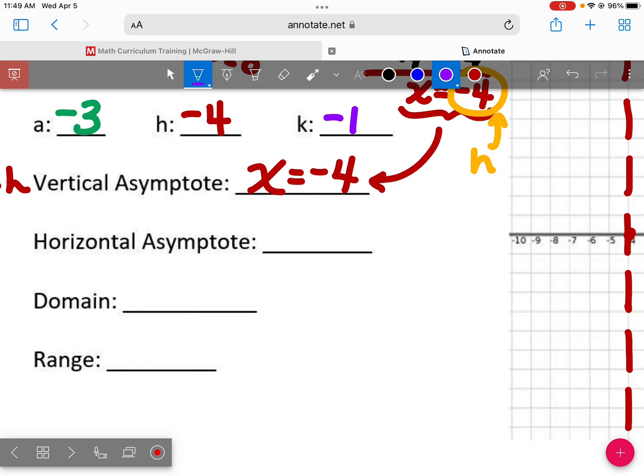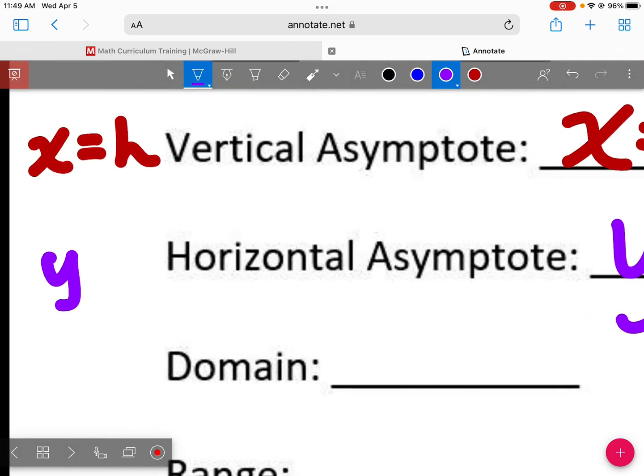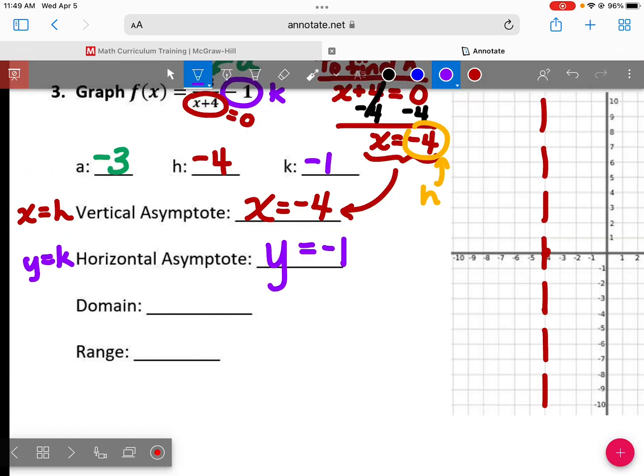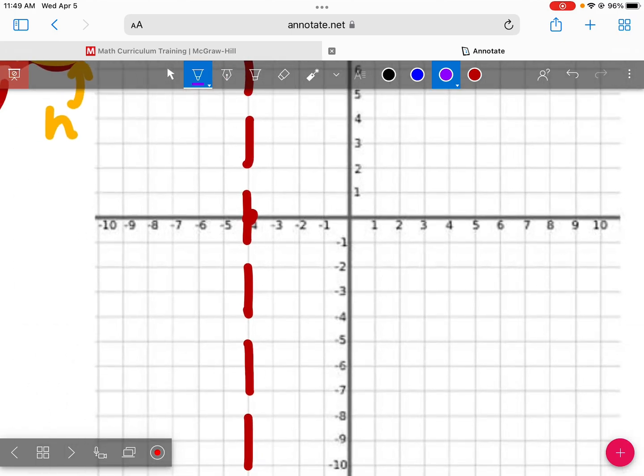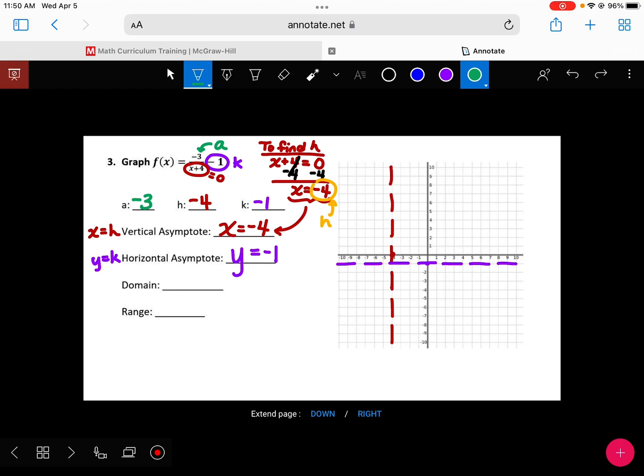What's my horizontal? Y equals -1. Y equals K. How do I use that equation to help me figure out where to put this at? It's going to be horizontal. Where do I put my horizontal line? Just wherever I want? -1 on the y-axis right there. We're going to do a horizontal, a back and forth, left and right line.